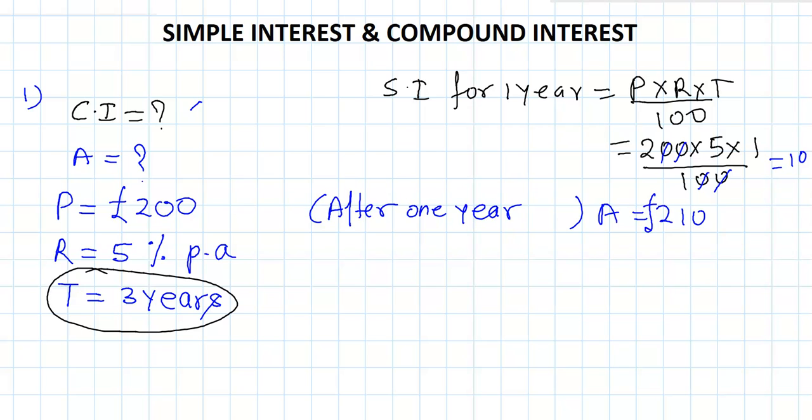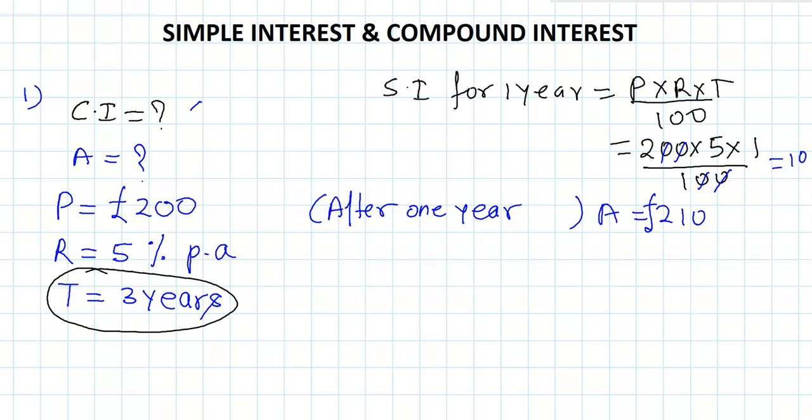Is that okay? Now, for the second year, the bank will pay interest on interest. Interest on interest means the bank is going to pay interest on 210 pound, not on 200 pound. So that's what the bank does.